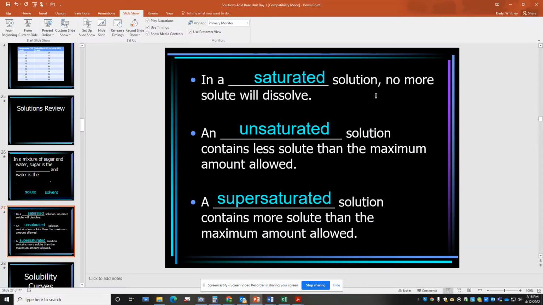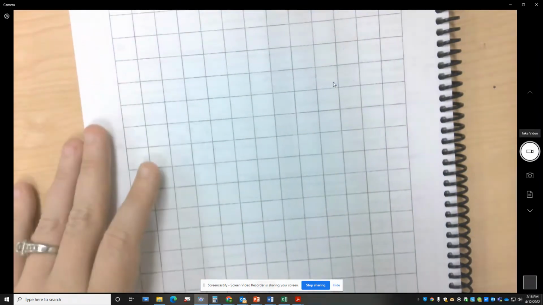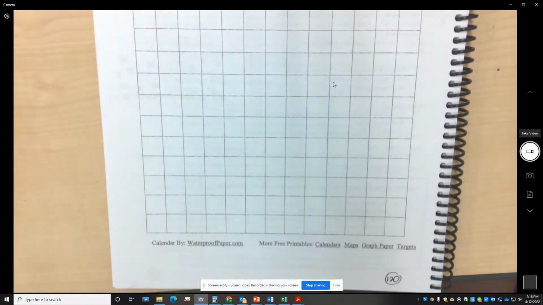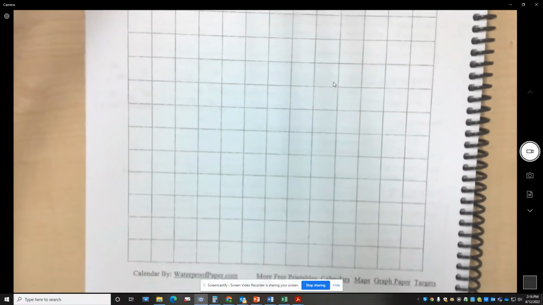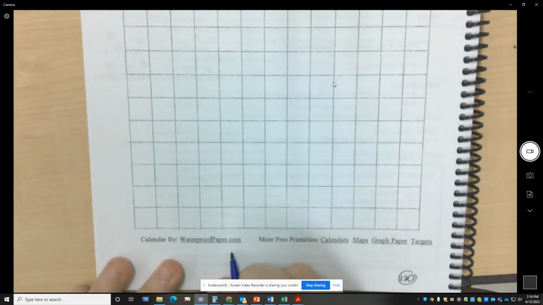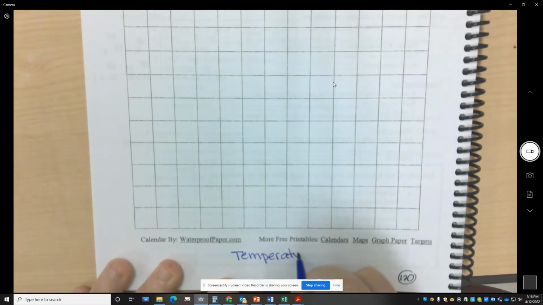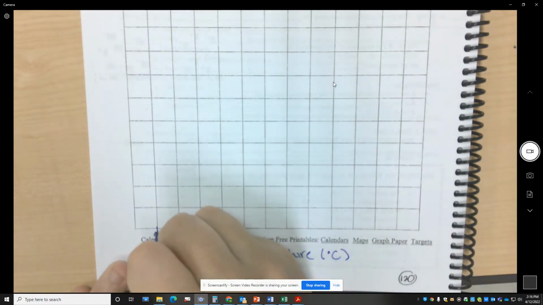Now I want you to find the graph that's in your notes book, and we're going to work on this graph together. We're going to look at a solubility graph. We're going to make one ourselves, and then we're going to give you some questions related to this. So first, label the x-axis temperature in Celsius, and you're going to go up by tens, up to 100.